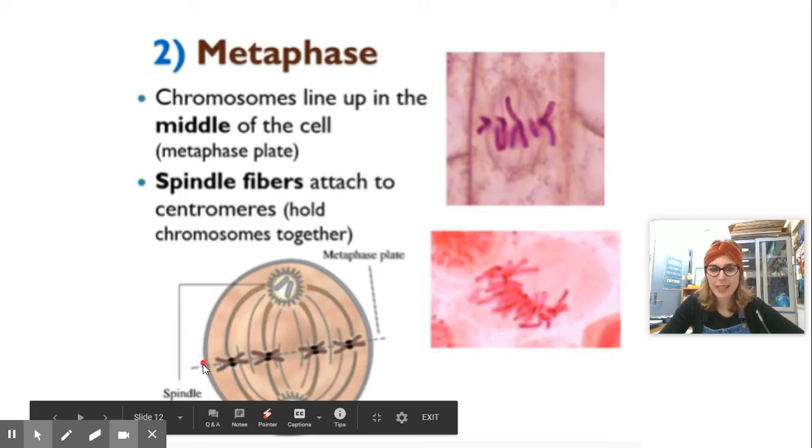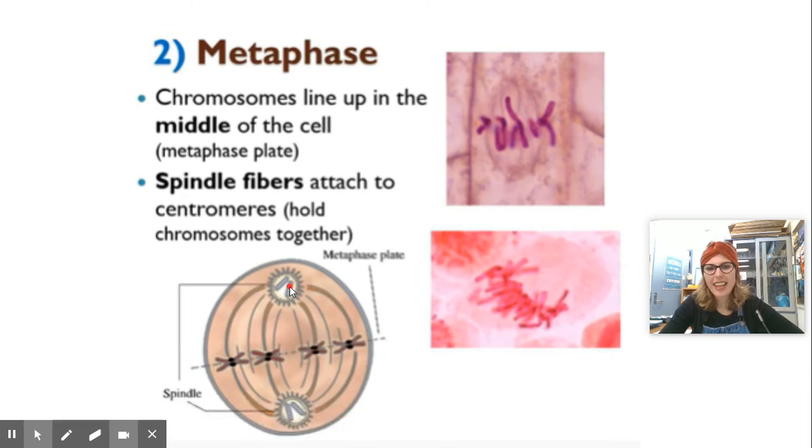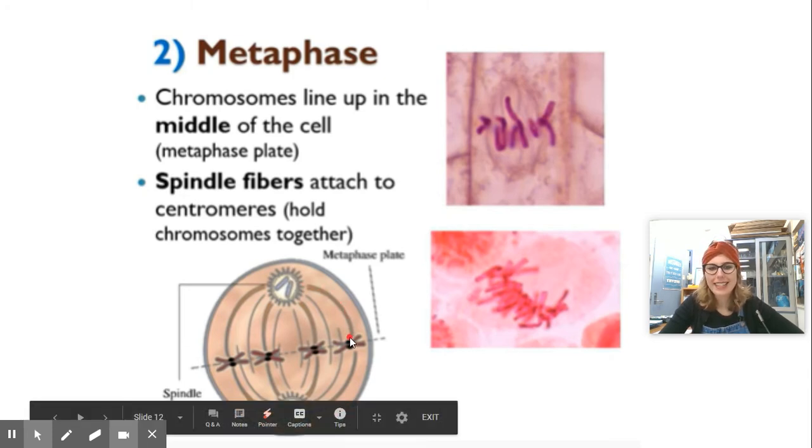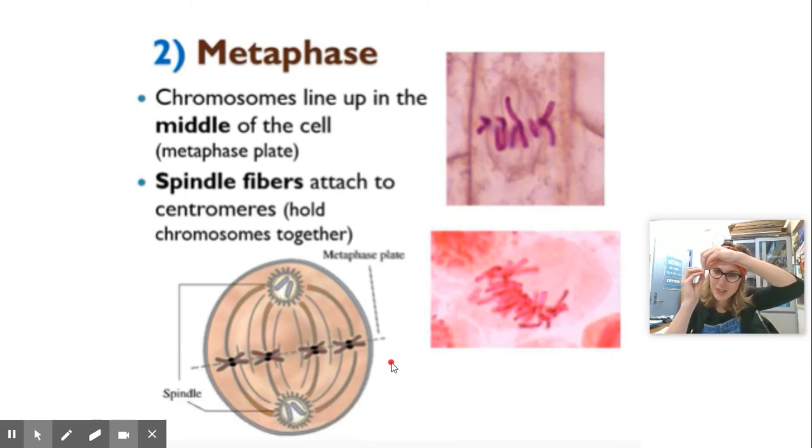And so what we're also going to see in metaphase is that we have these two items on the two opposite ends of the cell. These are called centrioles, and they are going to shoot out these things called spindle fibers. And these spindle fibers are going to spread out and then attach themselves onto the chromosomes. And they're actually going to attach to this little middle part of the chromosomes called the centromere. And once those spindle fibers have attached to that centromere, it's going to be able to pull them apart in the next phase.